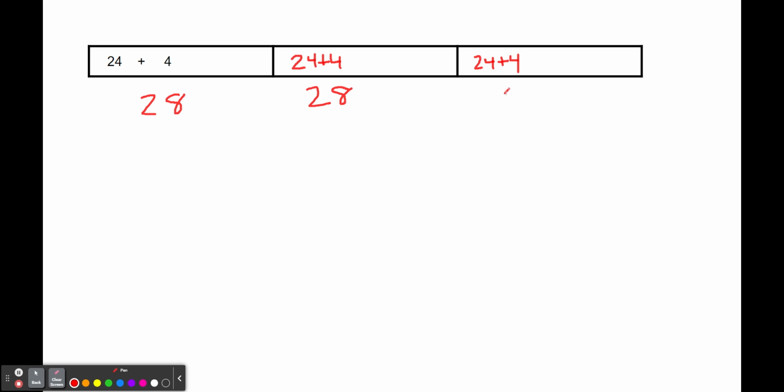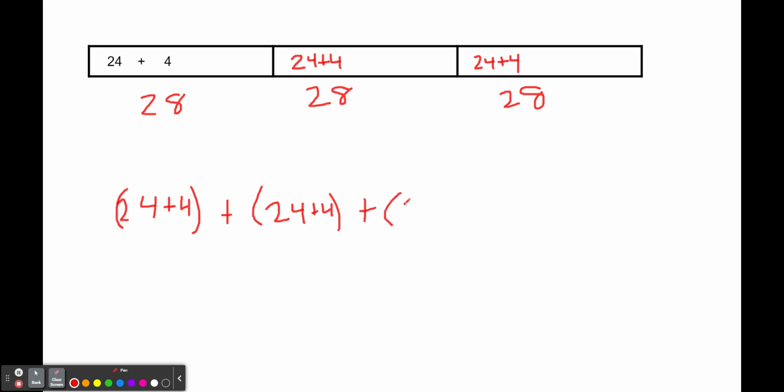28, and 28. But if I wanted to write this as an expression, I could take 24 plus 4, and I'm going to put in parentheses to show that this is the family. This is what I need to go ahead and combine first. I'm then going to go ahead and add that to 24 plus 4 and add that to 24 plus 4.